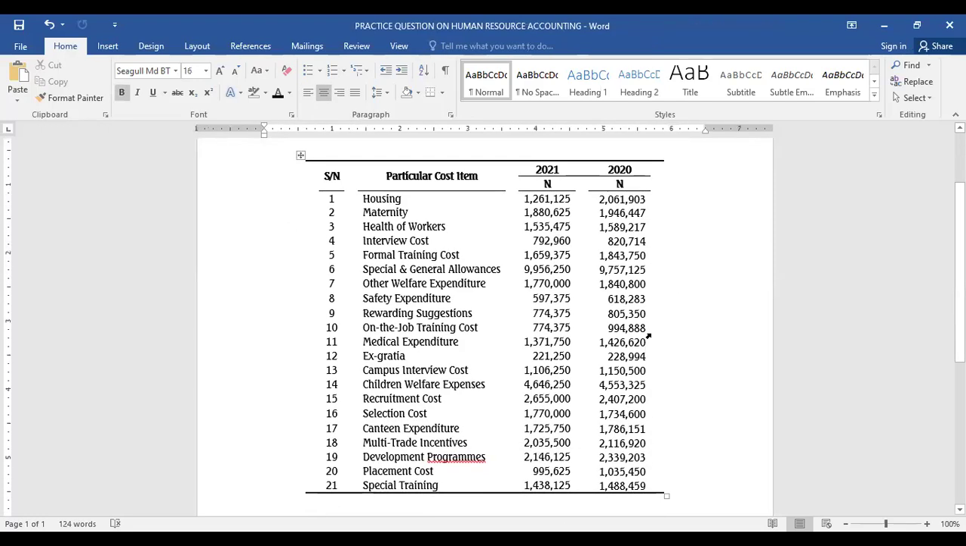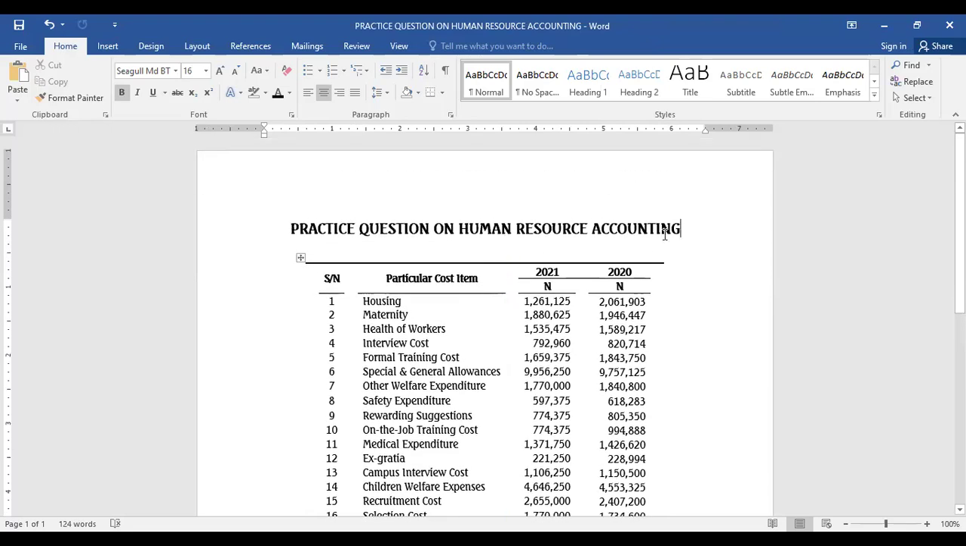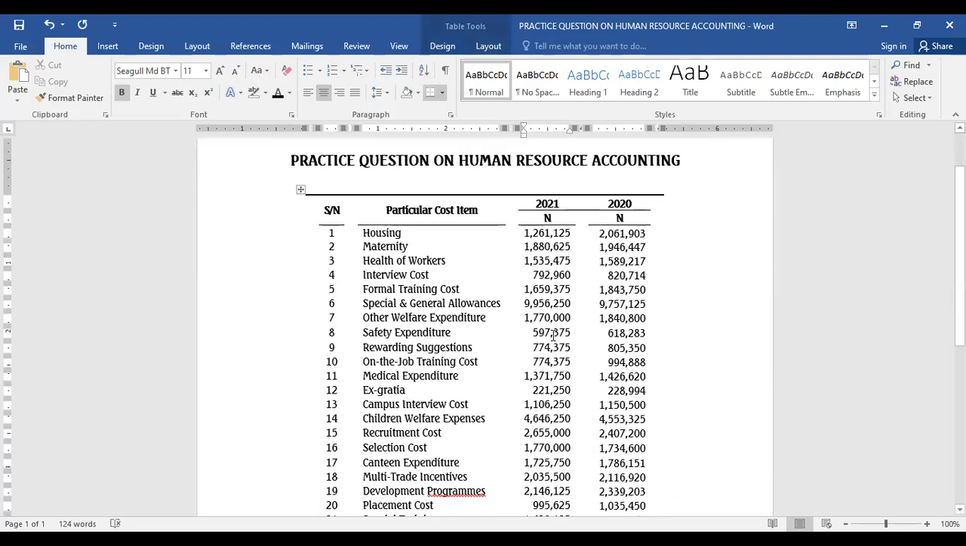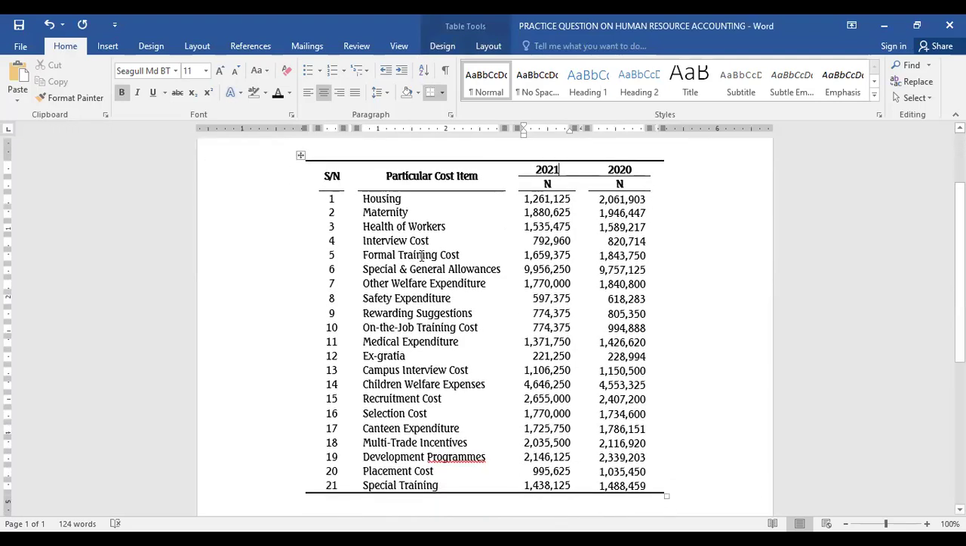So let's assume you have been given this. So this is what you have been given. You have serial numbers 1 to 21 for 2 years, 2020 and 2021. And the interest is they want to ask you to classify, for that firm, human resource accounting costs. So classify them into those four categories. And of course, look at the dynamics of changes between 2020 and 2021, and on the basis of that, you now comment.